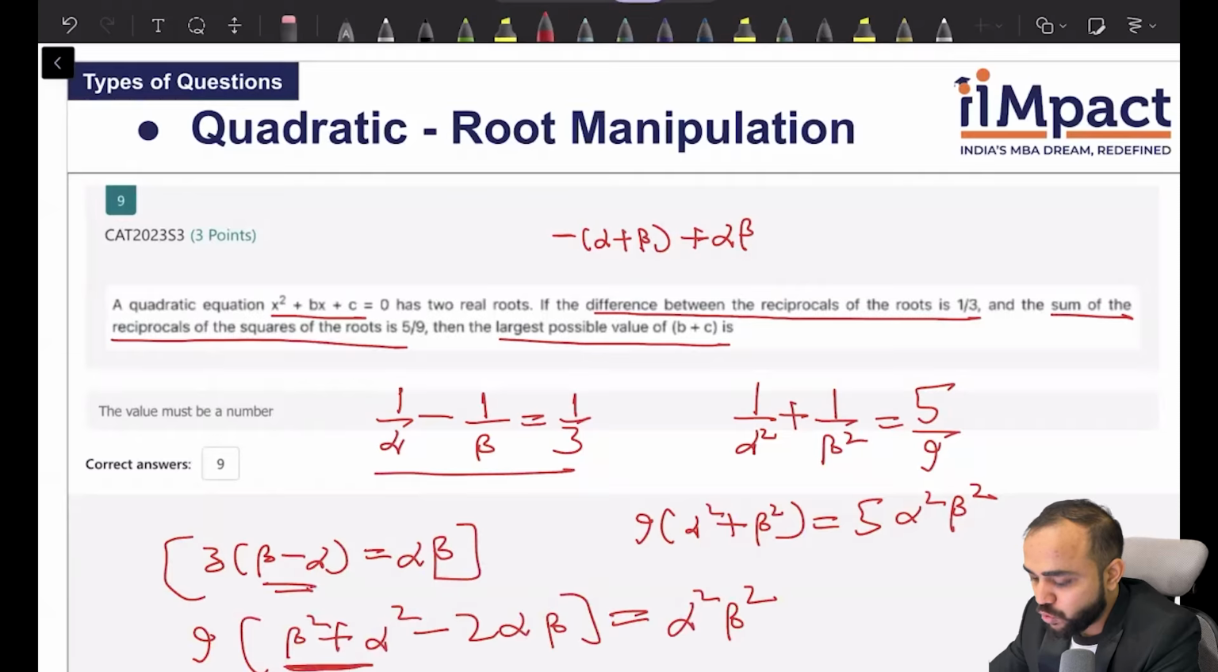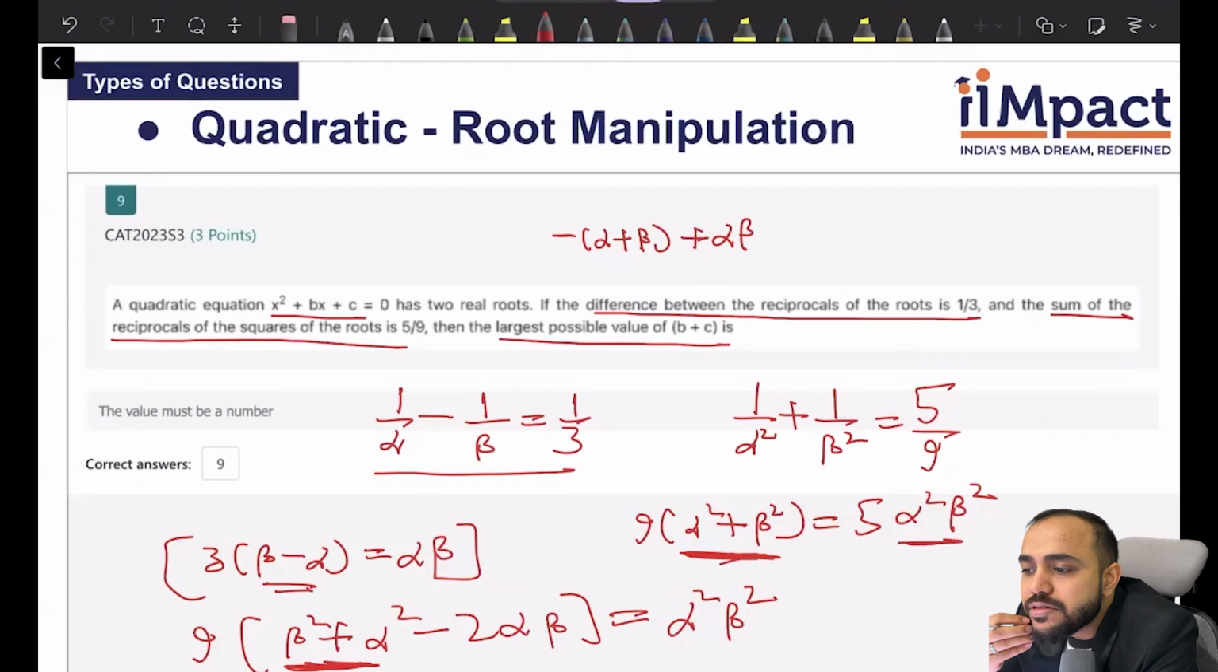This is something you know, right? Basically you now have equations in alpha square beta square and alpha square beta square. So you can get the value of alpha plus beta, and you can get the value of alpha beta from here, and that should give you your answer.